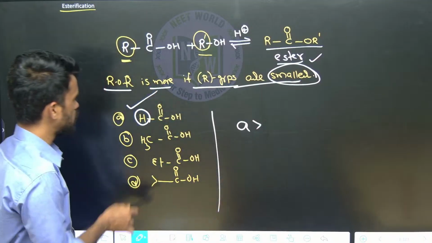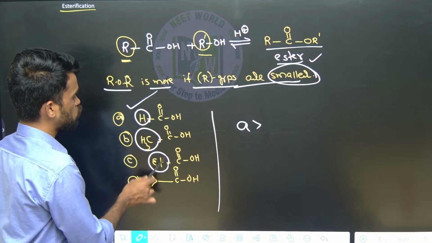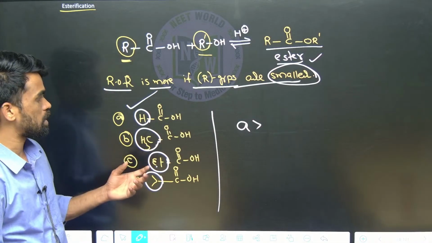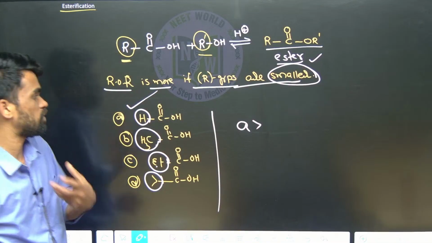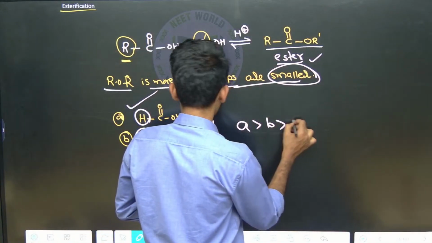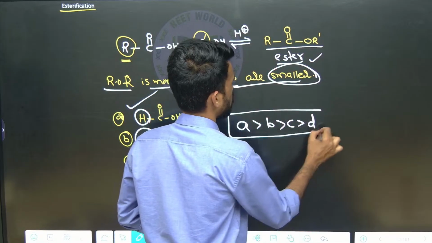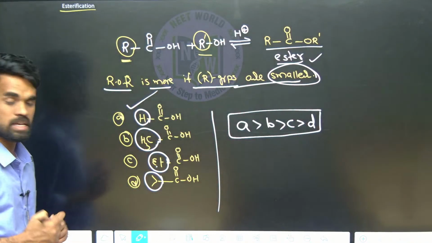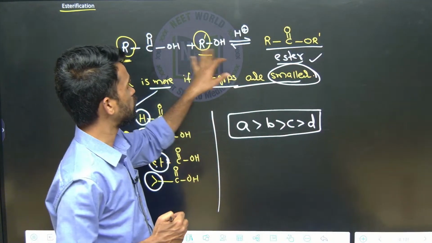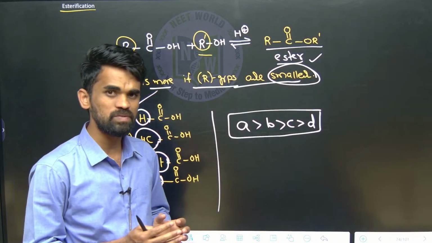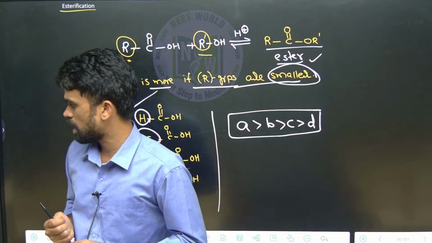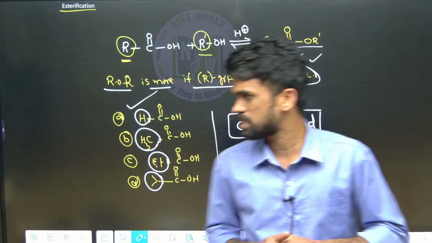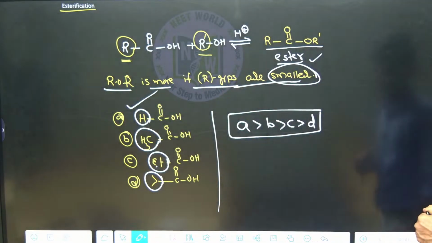After A, there is a methyl and here an ethyl. Methyl is smaller than ethyl, and ethyl is smaller than isopropyl. Therefore, the smaller the alkyl group, the greater the rate of reaction. So A, B, C, D is the rate of reaction for esterification of these carboxylic acids. The same story is valid with alcohols also. The smaller the size of the alcohol, the greater the rate of esterification. Is this clear, guys? Whatever we have discussed, is this clear or not? Hope it is clear. Let's move forward.